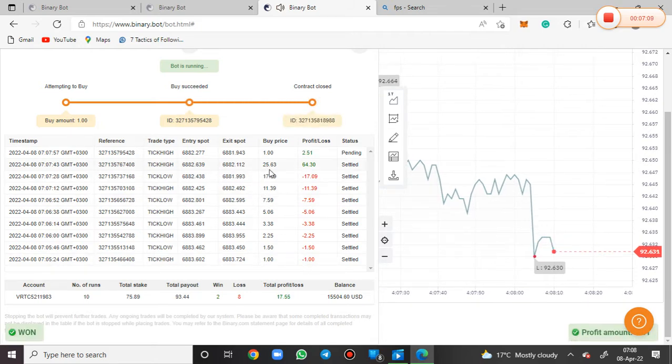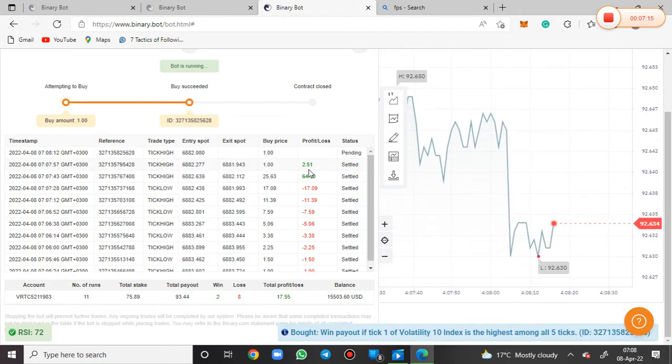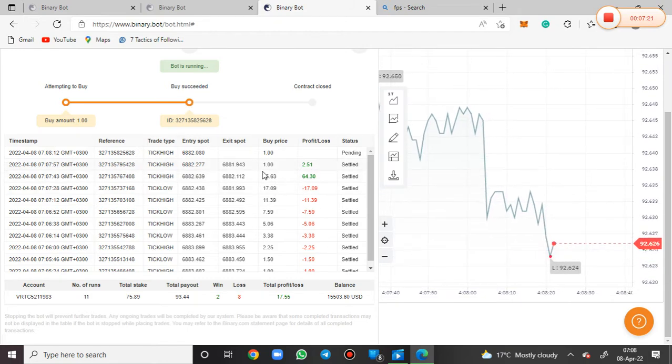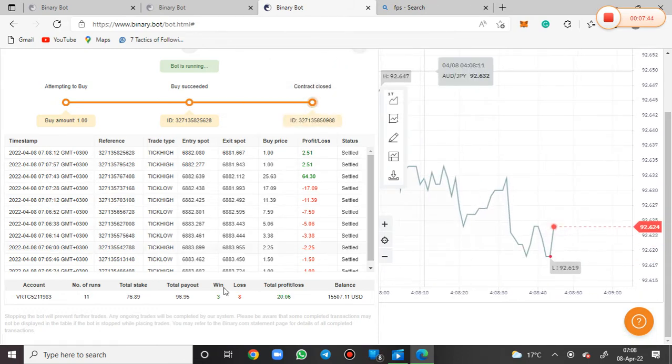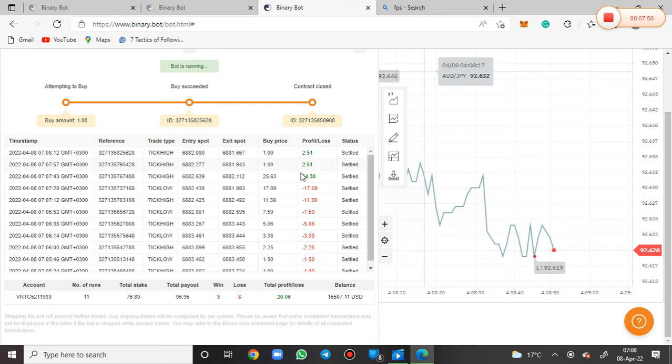And the reason for this bot is the payout. It pays you 2.51% of what you've used as stake. That's why you can see here we had 25 and it gave us $64.3. We had $1 here and it gave us $2.51, and you can see the bot says we've already hit our goal of $20, because after all the losses we only had 3 wins, and these 3 wins came at the end.